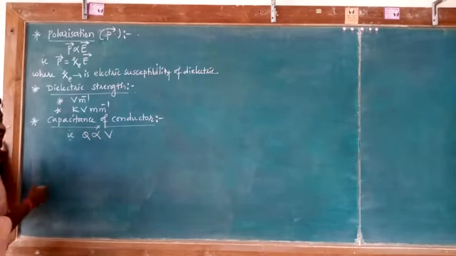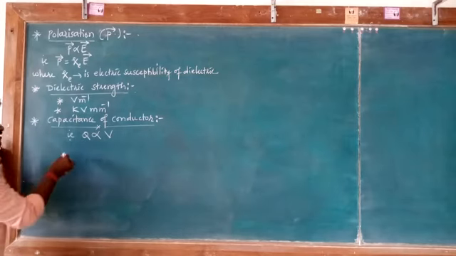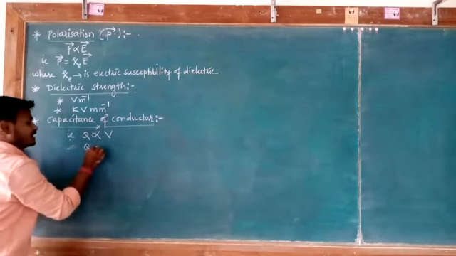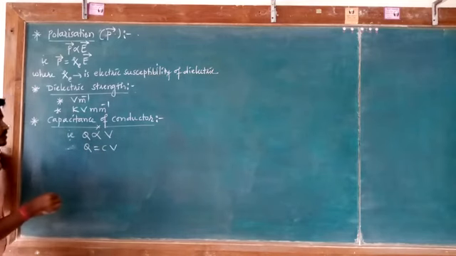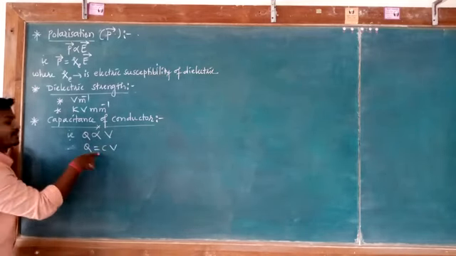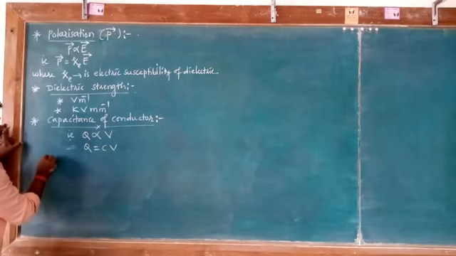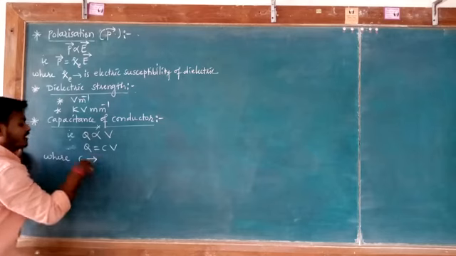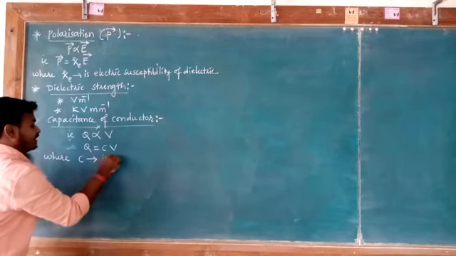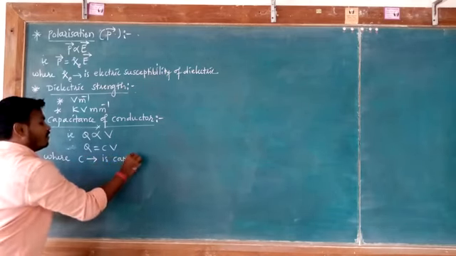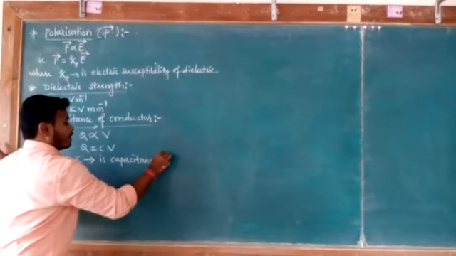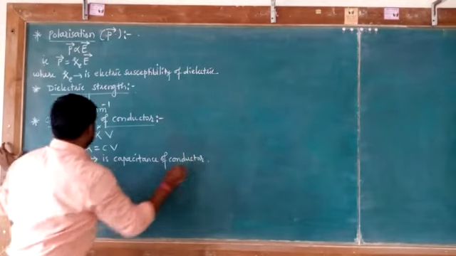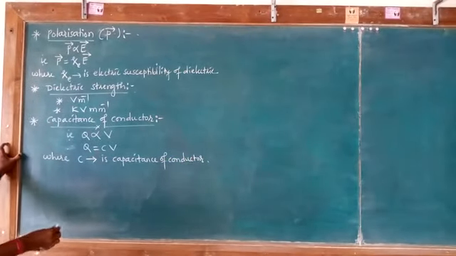Here, proportionality can be replaced by choosing a constant. Simply, the above equation reduces to Q equals V multiplied by C, or Q is equal to CV, where C is the constant of proportionality, known as the capacitance of a conductor. In the same way, we need to define the term capacitance of a conductor.